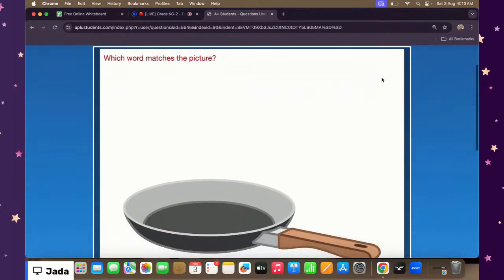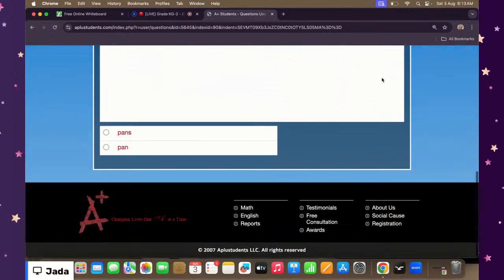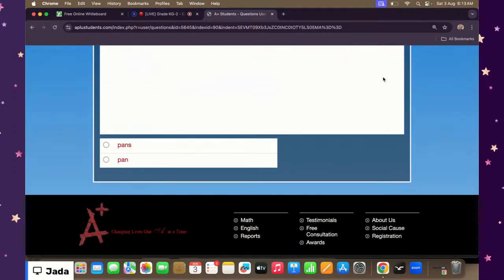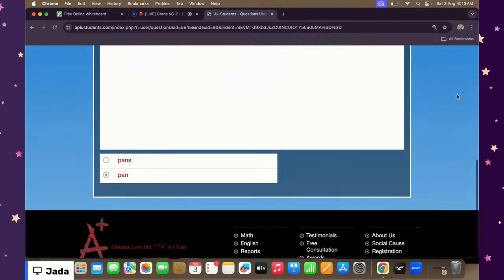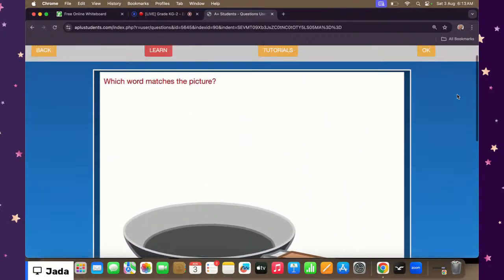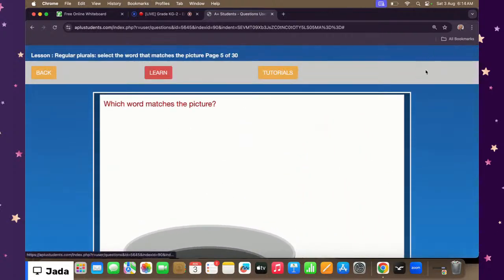So which word matches the picture? This is a pan. How many pan do we have here? One pan, right? So pan, not pants. You say pants if you have two. This is just one, so pan.